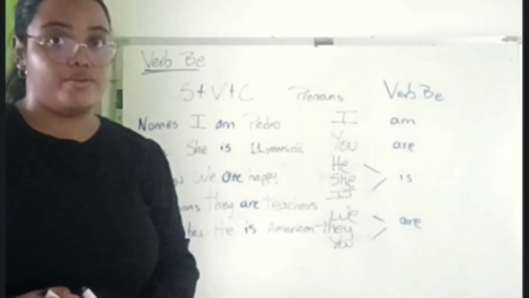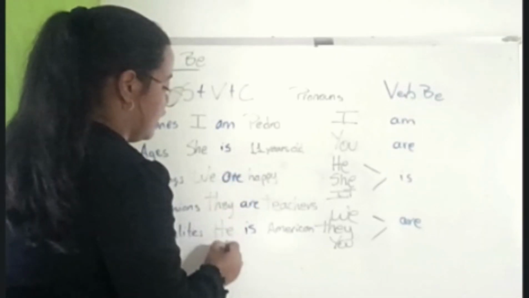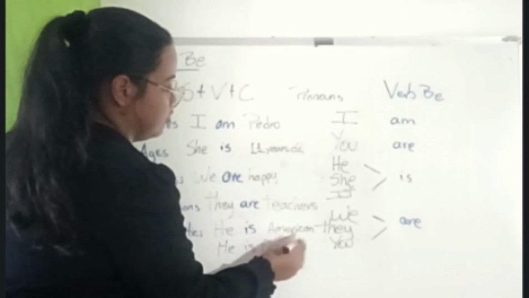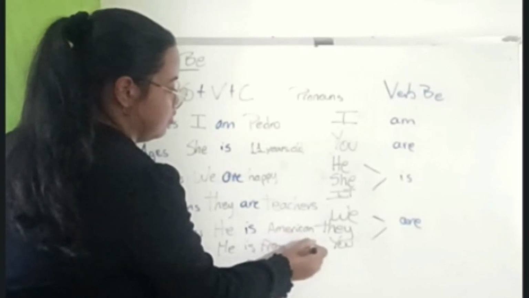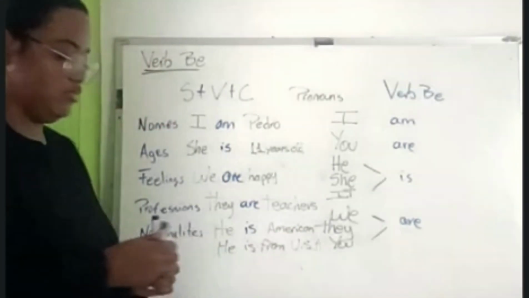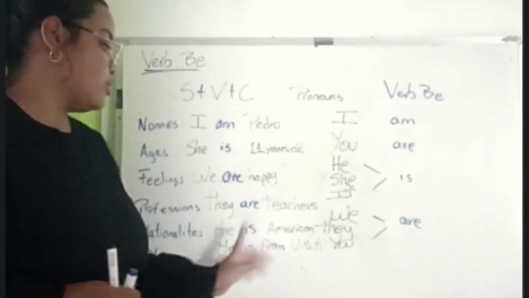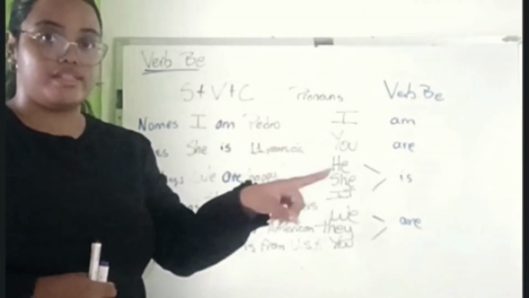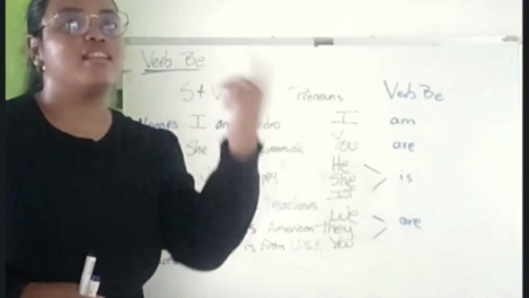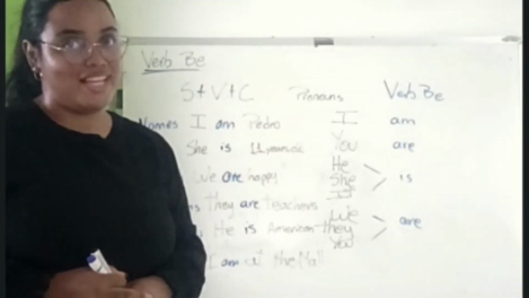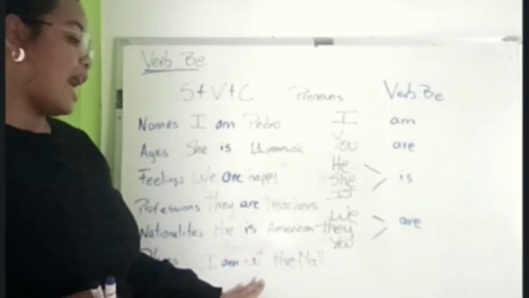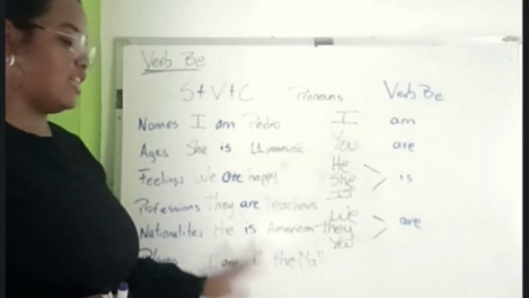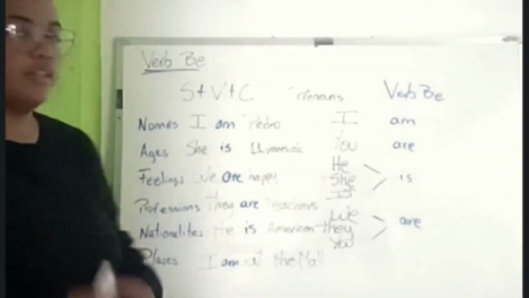We can also say he is from the USA. He is from the USA. We add from and then the country. Finally, places. I am at the mall. The preposition at indicates that the next thing is a place.